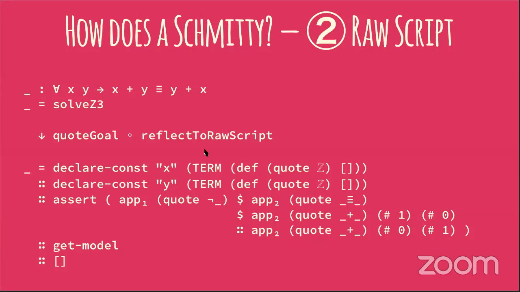And then we ask for a model. Well, in this case, there is no model that demonstrates that this is not true, because it is true. So Z3 will loudly complain at us, and we will catch that complaint, and we will display that as a success. OK, so we've got this sort of raw theory script now.